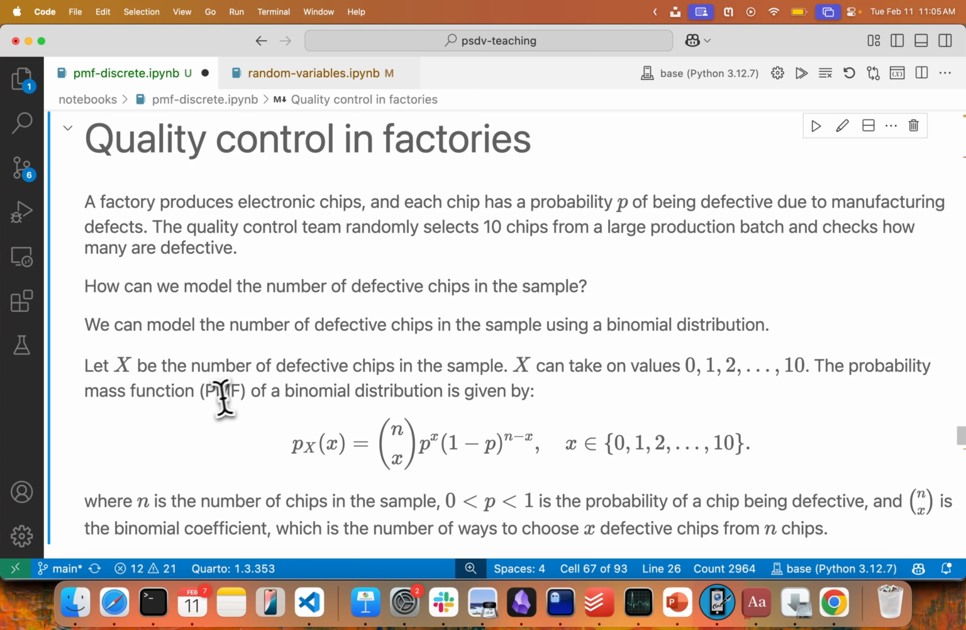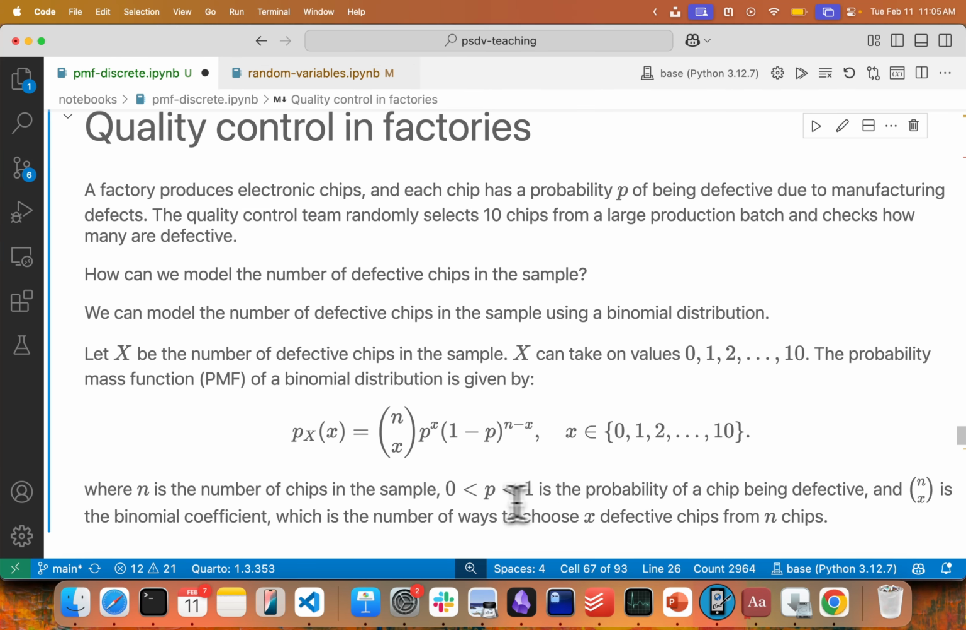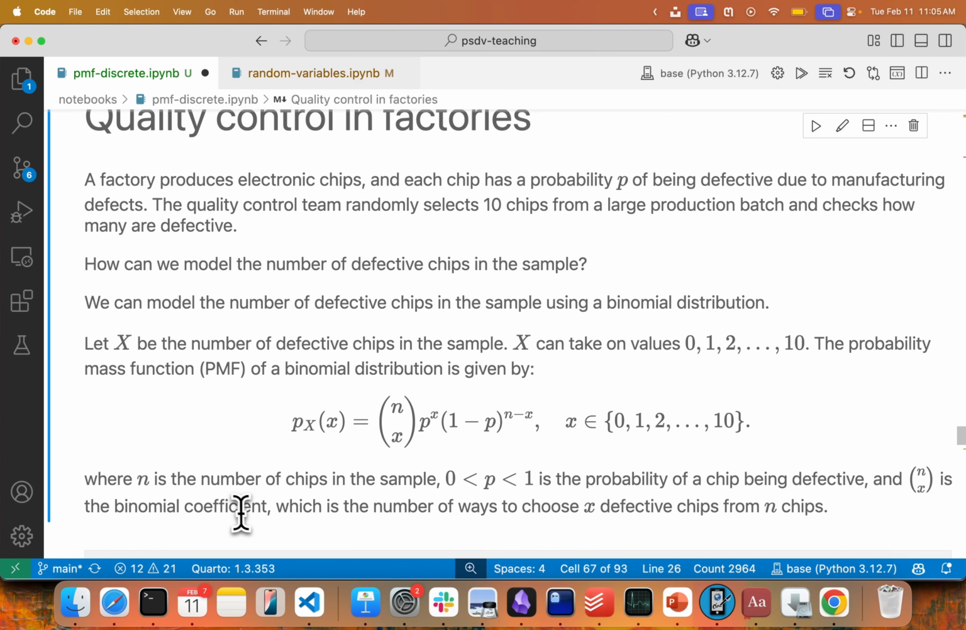So therefore, the probability mass function of this binomial distribution is given as n choose x p raised to power x into 1 minus p raised to power n minus x, where p is between 0 and 1. It should be greater than or equal to 0 and less than or equal to 1. N choose x is a binomial coefficient, which is the number of ways to choose x defective chips from the n chips.